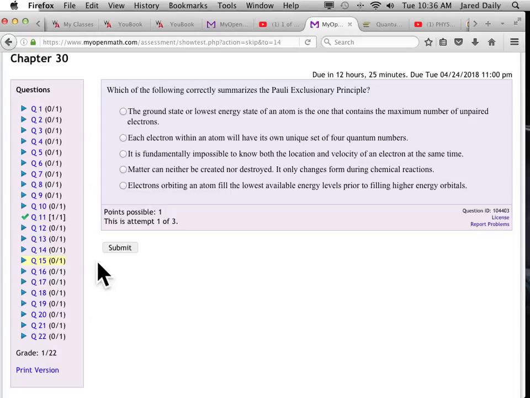And it essentially says that any electron in a state has to have its own set of quantum numbers. You can't have two electrons that have the same spin up in the same state, or spin down in the same state. Yeah, I'm trying to figure this one out.